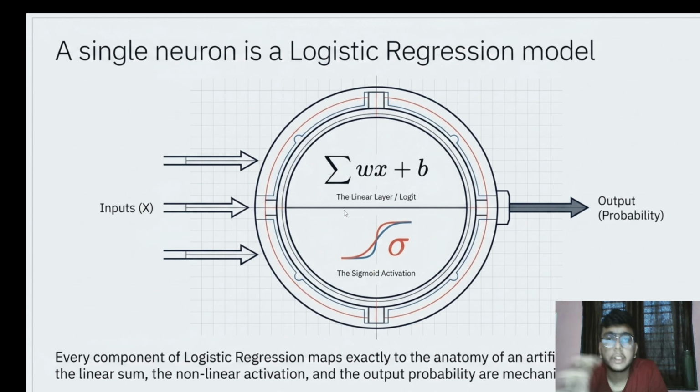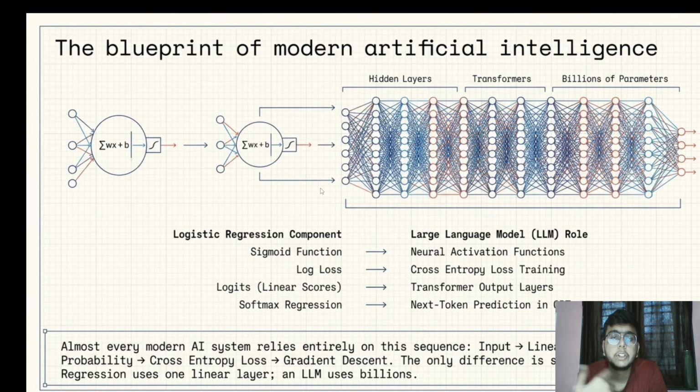A single neuron is a logistic regression model. Let's say you input x. In logistic regression, the summation of your wx plus b is converted into an S shape using the sigmoid activation function and you get the output. It is the single thing for remembering logistic regression very easily, for concept understanding or quick revision. Every component of logistic regression maps exactly to the anatomy of an artificial neuron. The input, the linear sum, the non-linear activation, and the output probability are mechanically identical. The blueprint of modern artificial intelligence.